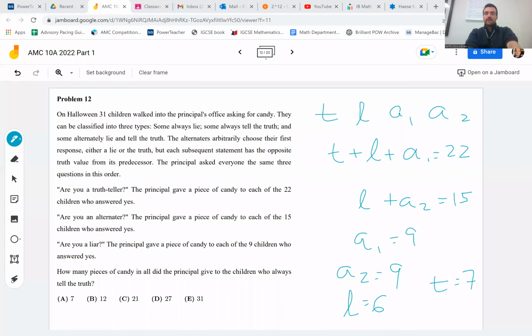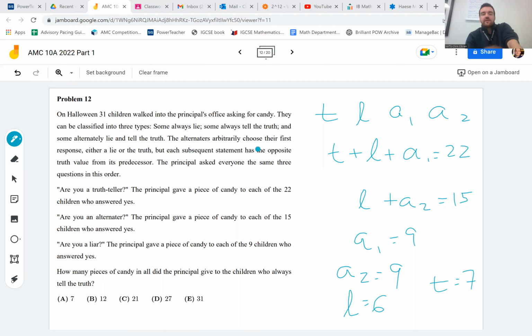Hey guys, welcome back. I'm now going to do AMC 10A 2022 problem 12. This one's actually pretty fun. It's kind of a logic problem, which I think are a nice change of pace sometimes. They can be fun, challenging, tricky. It's all about the approach, right? It's all about how you do it, right?